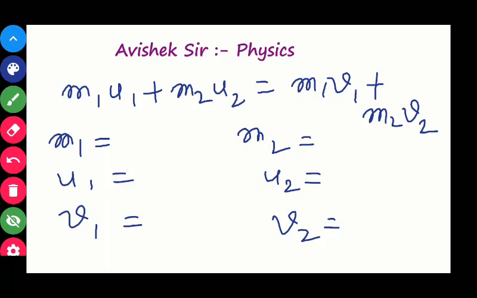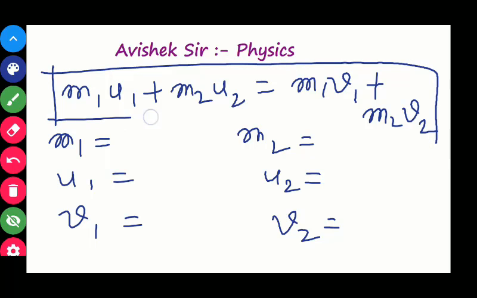Now m1 is the mass of the first particle, m2 is the mass of the second particle, u1 is the initial velocity before collision of the first particle, u2 is the initial velocity before collision of the second particle, v1 is the final velocity after collision of the first particle, v2 is the final velocity after collision of the second particle. I hope this part is clear, and you have to remember that mathematical expression to derive any expression for the application of conservation of linear momentum.